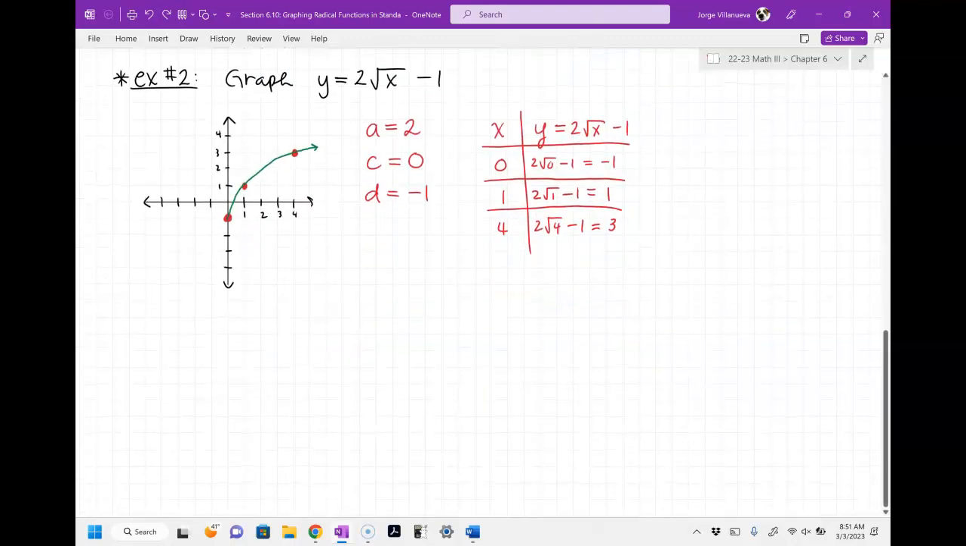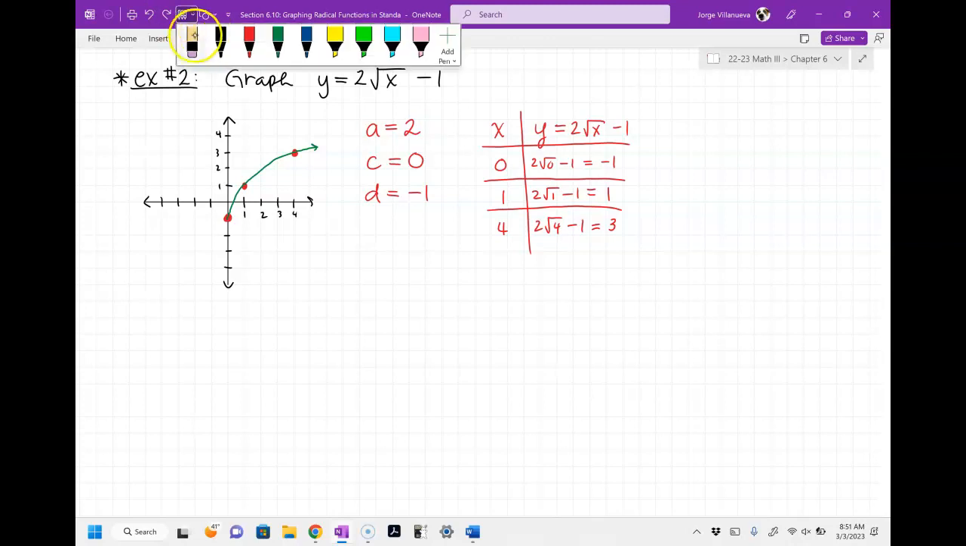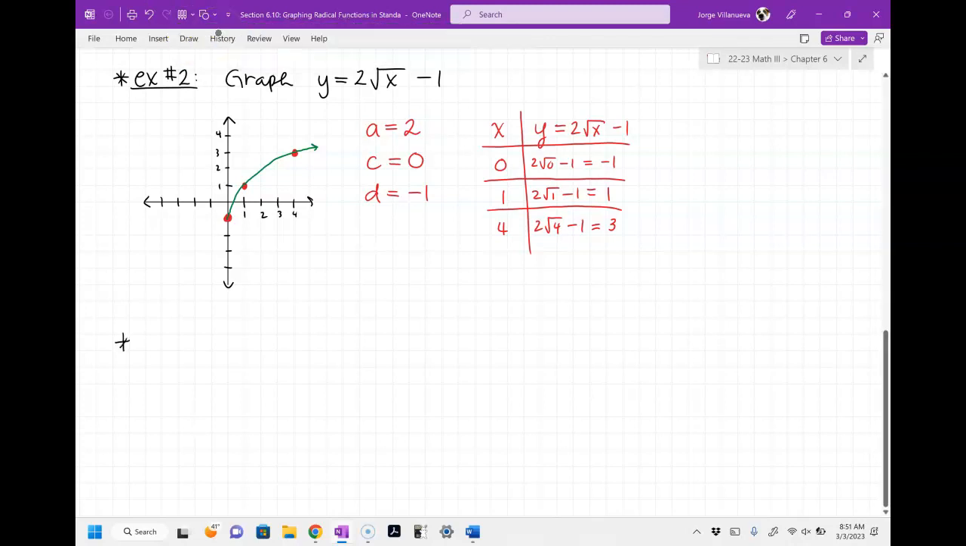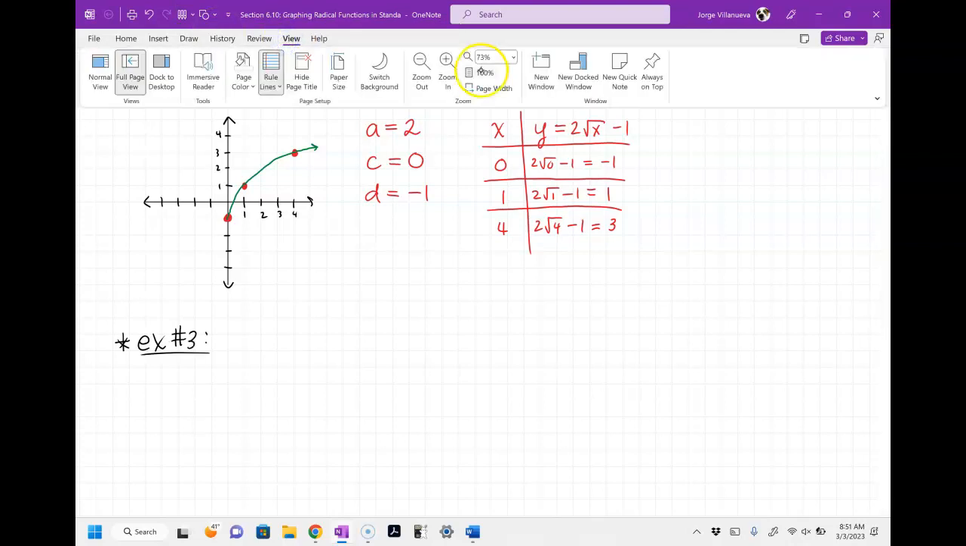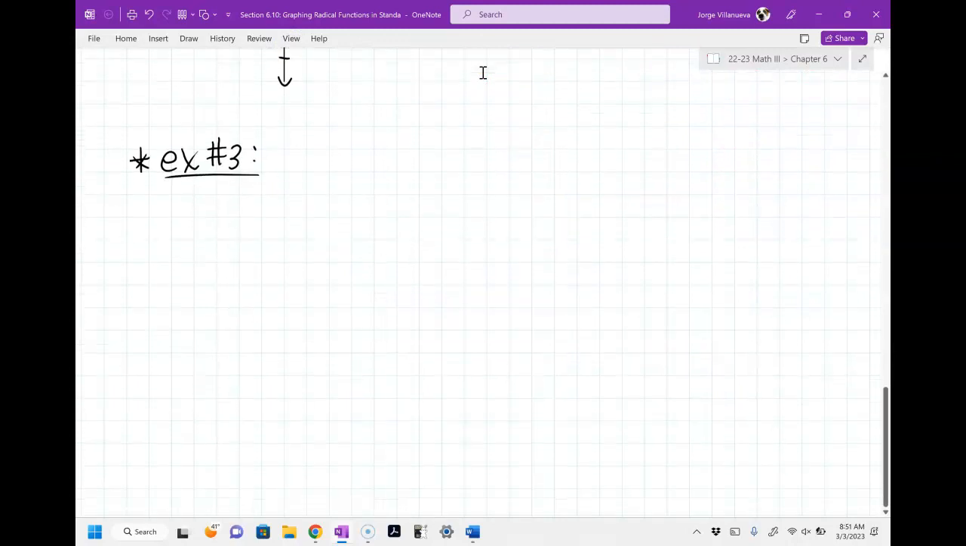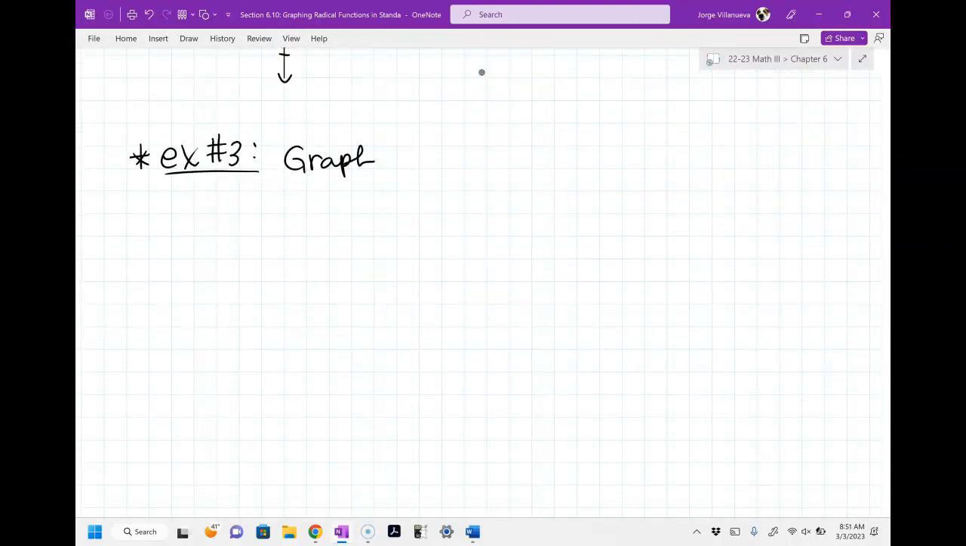Let me give you another one like this. So we're going to kind of complicate it a little bit more. Let's try this one here. So example number 3. And I'm going to zoom in a bit because I zoomed out. So example number 3, we're going to graph y equals 3 square root of x plus 1 minus 1.